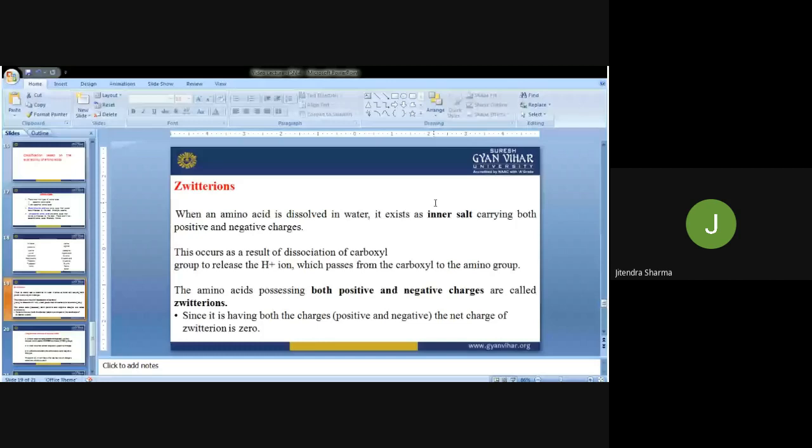Since it has both charges, positive and negative, the net charge of a zwitterion is always zero. That's why the net charge of a zwitterion is zero.